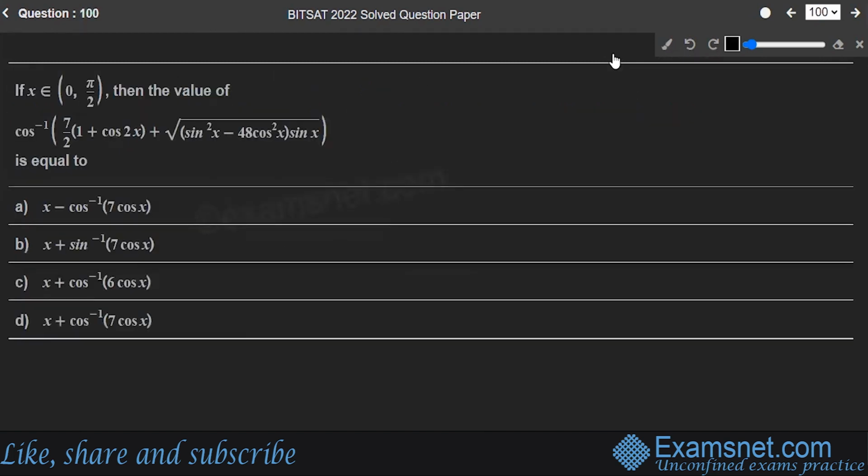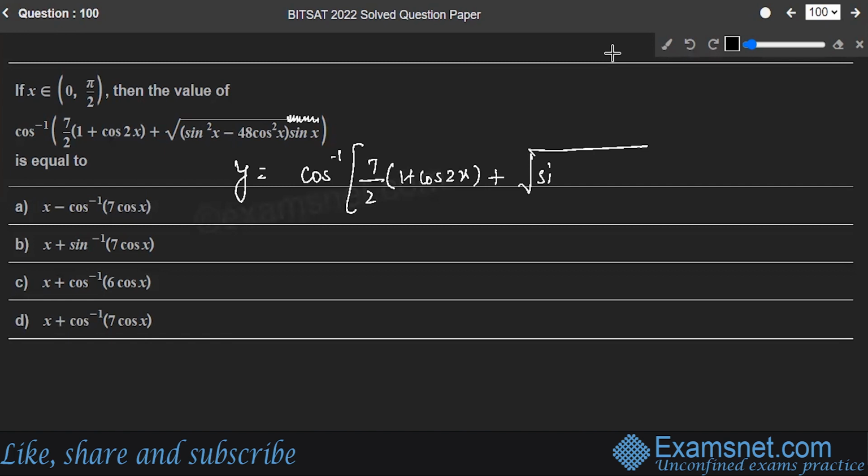Next is question number 100. If x belongs to 0 to pi by 2, that means x lies in the first quadrant, then the value of this expression is. There is a change in the question: sin x is not in the root. Please rectify that. So I'll start with it. Let's say y is equal to cos inverse of 7 by 2, 1 plus cos 2x, plus root of sine square. I will write sine square as 1 minus cos square x minus 48 cos square x, and this sin x will be written as this.